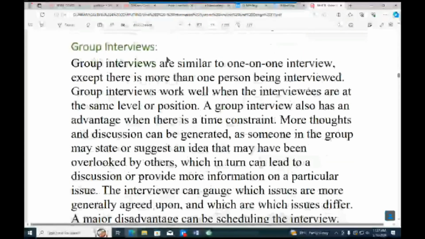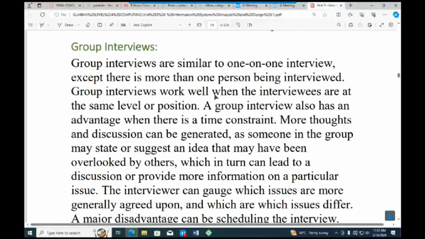So the second type of interview is the group interview. There's no big difference between the one-on-one interview and the group interview. They are more similar, except that in the group interview, you are actually interviewing more than one person. These group interviews normally work well if we have interviewees that are at the same level or same position in the company.